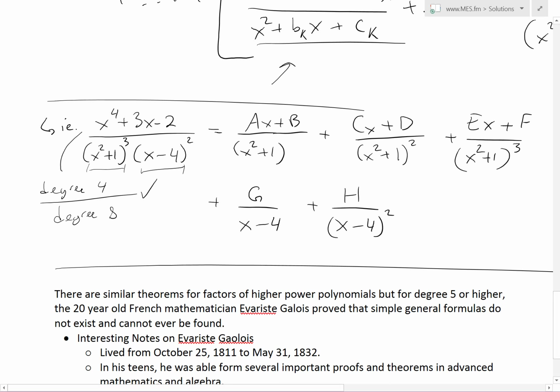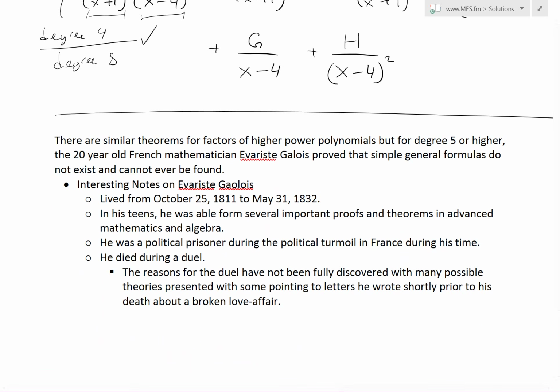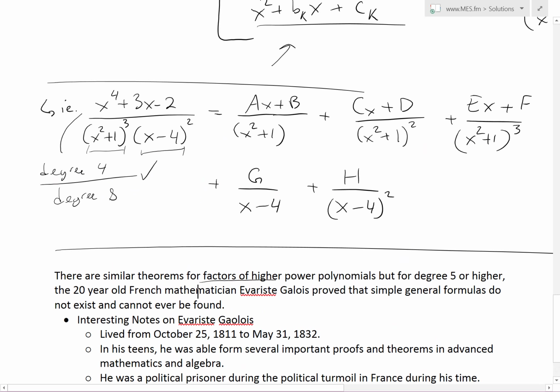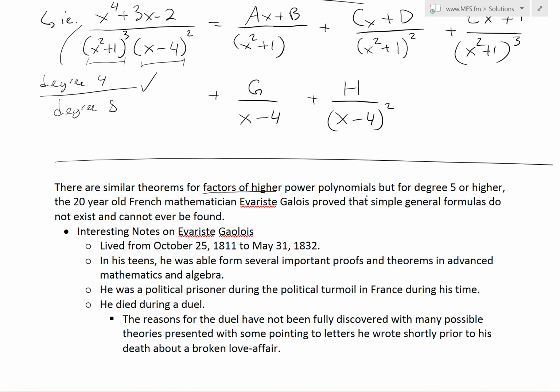And this is a simple example. And now basically, there are similar theorems for factors of higher power polynomials, and I'm not going to go over those. Those are just way more intense. For example, for degree 3 we would have to have on the top a polynomial of degree 2 right here, as opposed to degree 1 right here. But for degree 5 or higher, this is interesting.